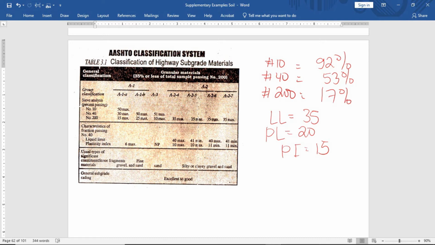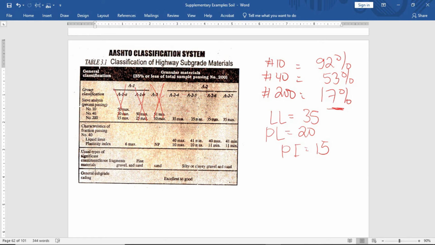So, number 10 muna, maximum daw is 50. So, hindi pwede kasi 92 na. So, okay itong natitira. Tapos, sa number 40, maximum daw is 50. So, hindi okay yan. Minimum is 51, so okay yan. Sa number 200, maximum daw is 10. 17 tong ano natin, so hindi okay yan. So, okay yan. So, A-2.